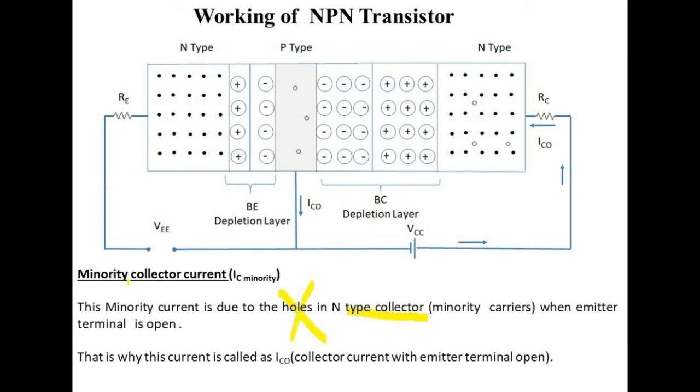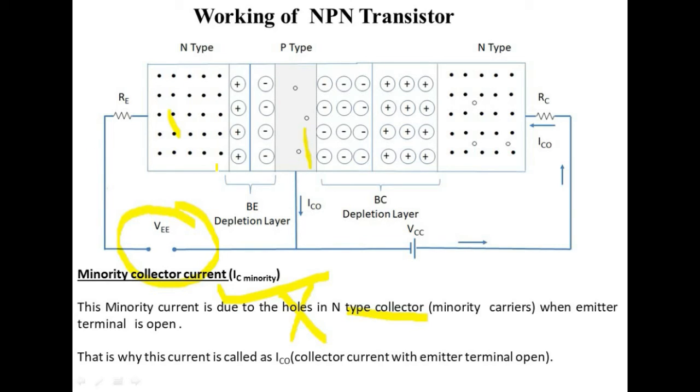Now come to the minority collector current. Notice here that this terminal is open, meaning there is no forward biasing applied in the base and emitter junction. So there will be no current flowing. It means IE will be 0.